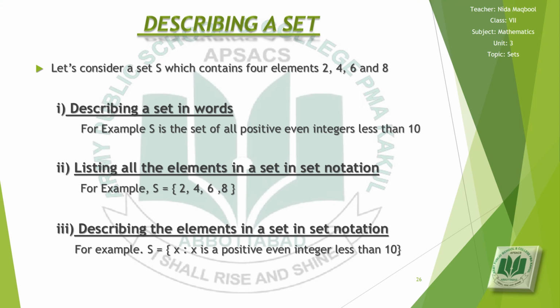There are a few ways to describe a set. A set can be expressed in words, its elements could be listed, or we can describe a set in set notation. Let's consider a set S which contains 4 elements: 2, 4, 6 and 8. If I want to describe this set in words, I will say set of all positive even integers less than 10. If I want to list its elements, I will write the elements inside a pair of curly braces and the elements would be separated by commas. If I want to describe the set in set notation, I will say S is a set which contains element x, such that x is a positive even integer less than 10.